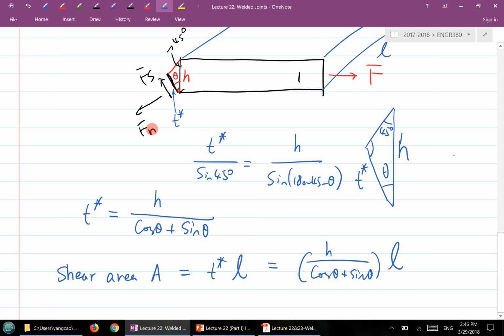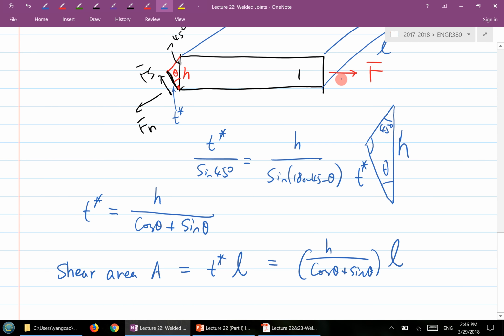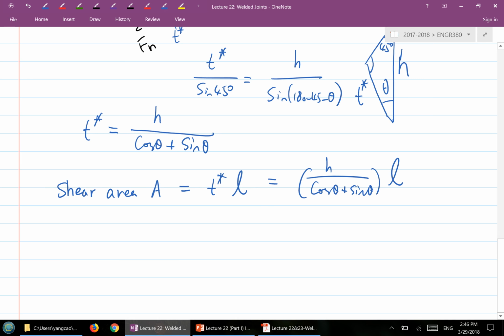As you can see, if you want to maintain the system in equilibrium, there has to be a relationship between capital F and Fs and Fn, right? So for equilibrium, your Fs should be F times sine theta, and Fn is F times cosine theta. That's to maintain equilibrium here.